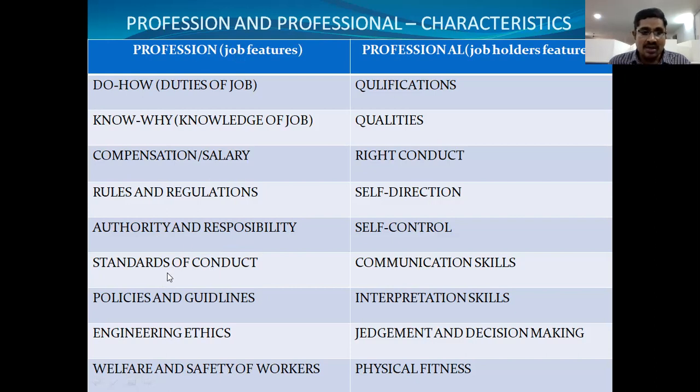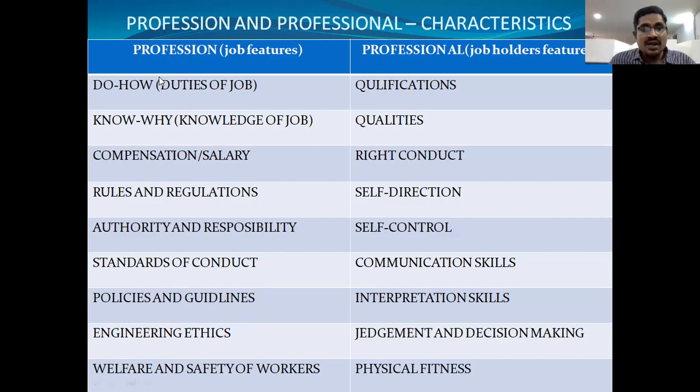So each job or worker should have the standard of conduct. Conduct means here a good manner or good behavior, right? So standard means a level of conduct or level of behavior we should have in the profession. So it is another feature of the job. And next, policies and the guidelines of a particular profession. So each and every profession or a worker should have the policies and the guidelines to do that particular work with accuracy, right? So policies means some set of guidelines to do a particular job, right? So each and every job should have some policies and the guidelines for doing it, right?